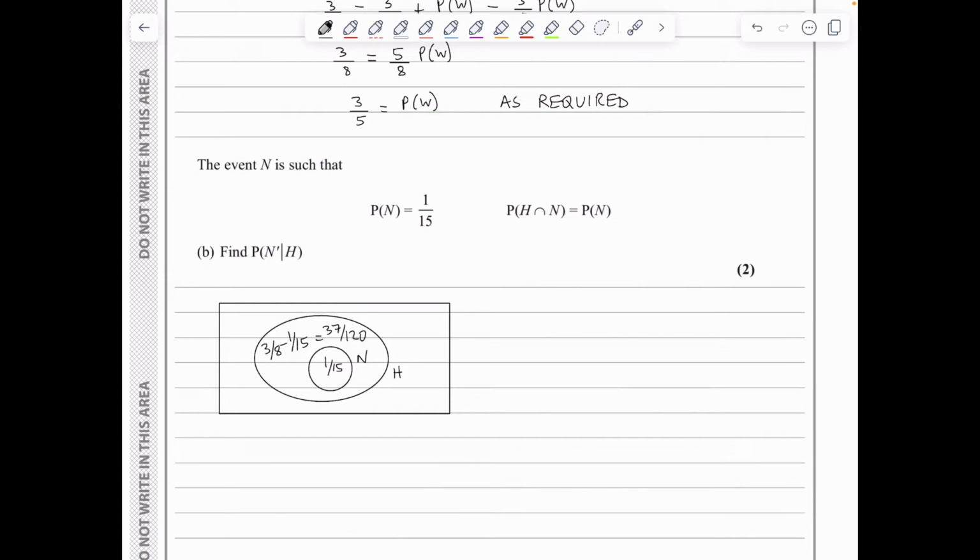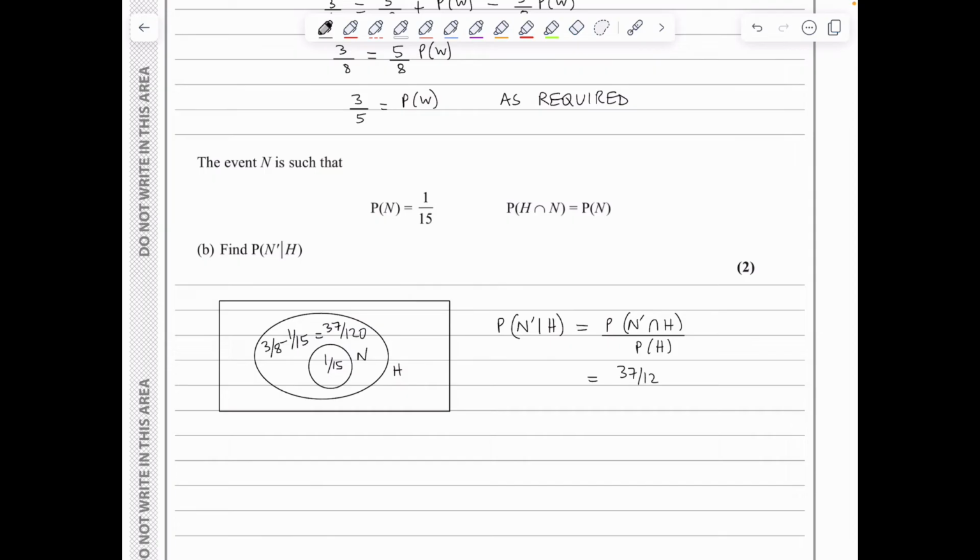We are being asked to find the probability of N dash given H, which is the probability of N dash intersection H over the probability of H. Well, the N dash intersection H means I want to be in H and outside of N, so it's this part here. It's the 37 over 120, and the probability of H is simply the 3 over 8, which was given. So this gives an answer of 37 over 45.